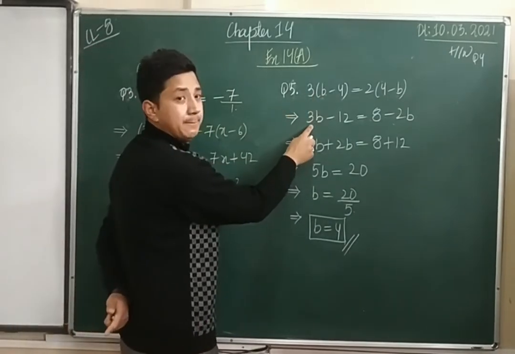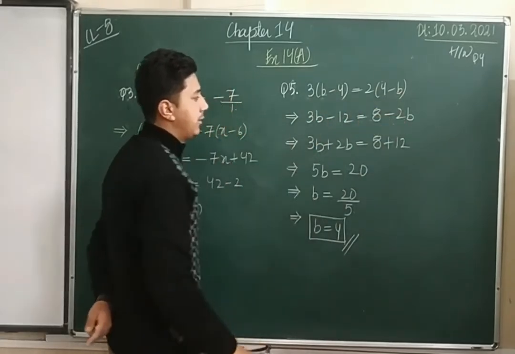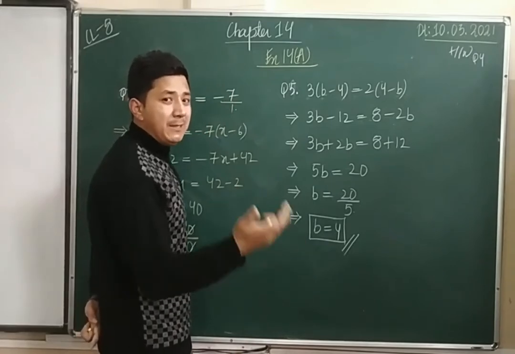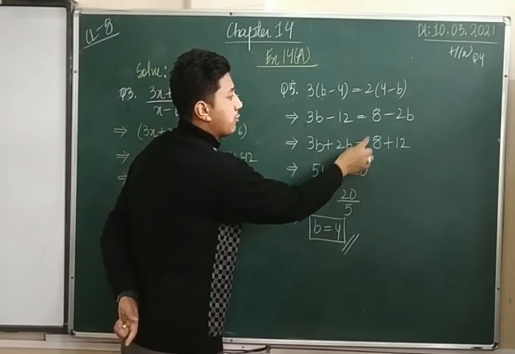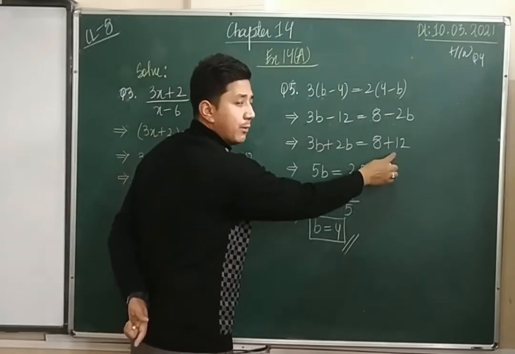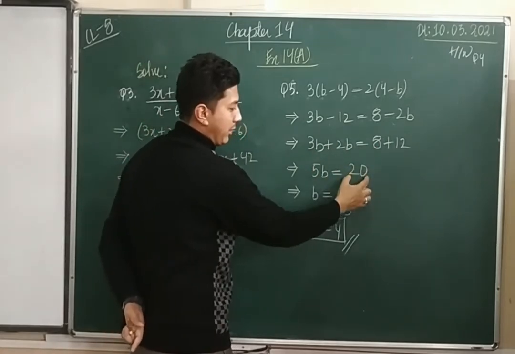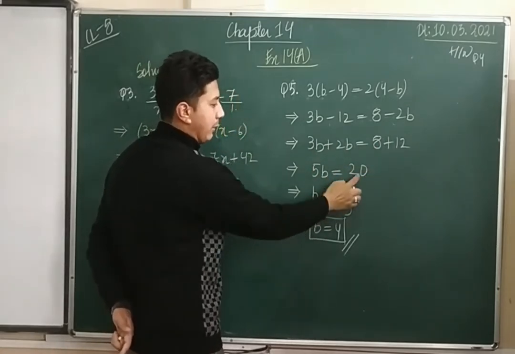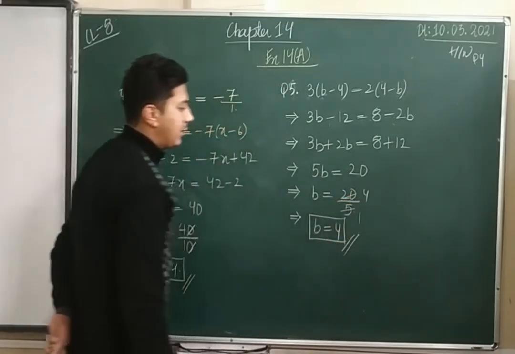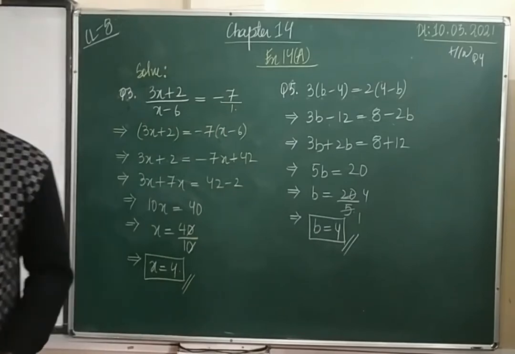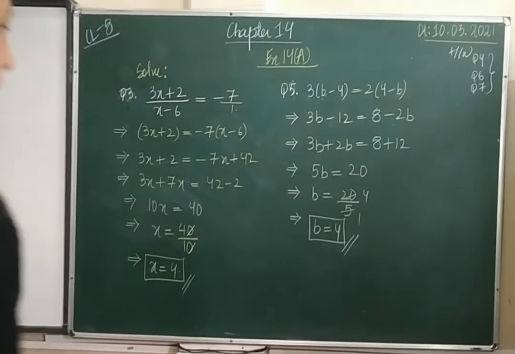Multiply: 3b minus 12, 8 minus 2b. What will we do? Keep b together. 3b plus 2b is equal to 8 plus 12. 2 plus 3, 5. 8 plus 12, 20. So b equals 20 by 5. 5 1s are 5, 5 4s are 20. So b equals 4. Pause the video and note it down. Alright then, b equals 4.